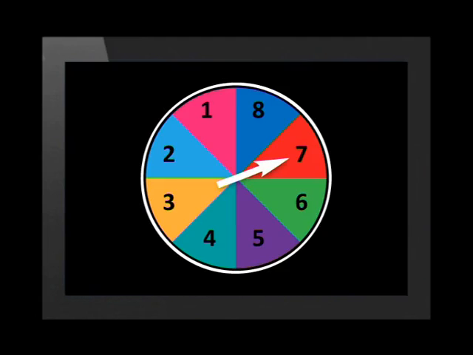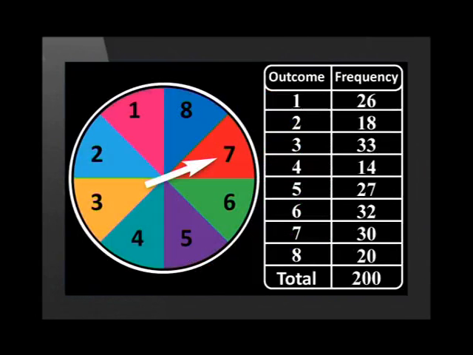A spinner was used in an experiment. The results of the experiment were recorded in a table. The number 1 was spun 26 times. 2 was spun 18 times. 3 was spun 33 times. 4 was spun 14 times. 5 was spun 27 times. 6 was spun 32 times. 7 was spun 30 times, and 8 was spun 20 times. The spinner was spun 200 times.